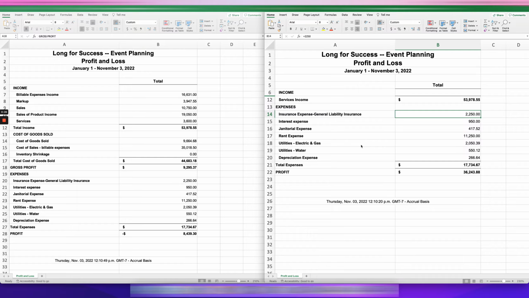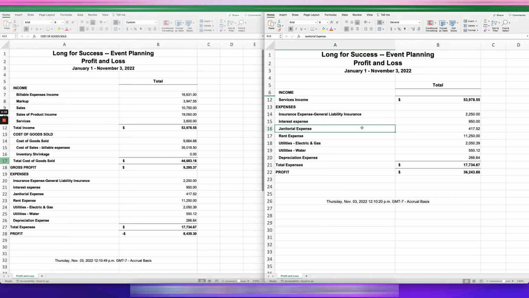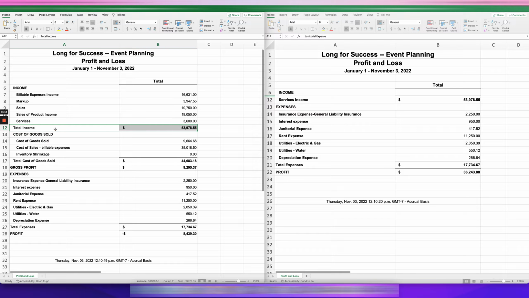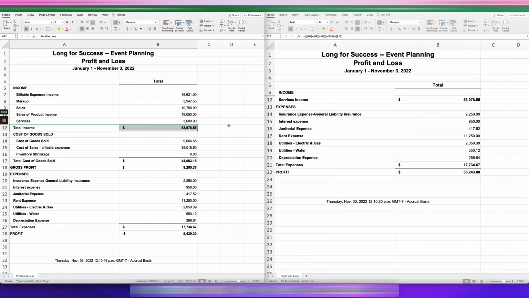So you can immediately see the difference between these two is that one has a cost of goods sold and the other does not. So how are they different? They're the same in terms of sales or revenue. You can see here, both of them have income.